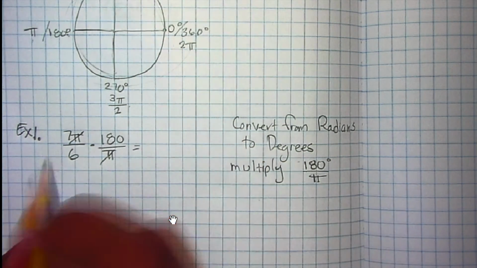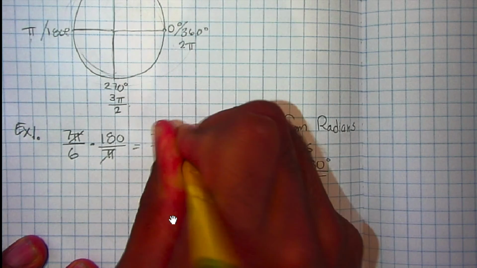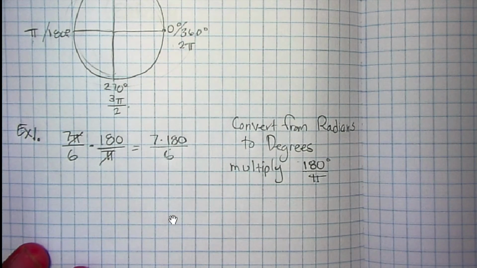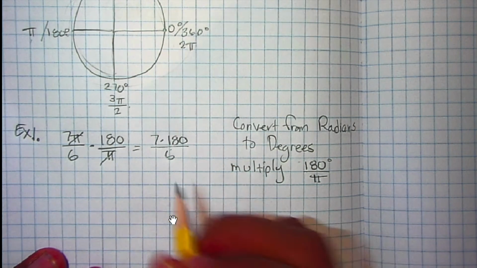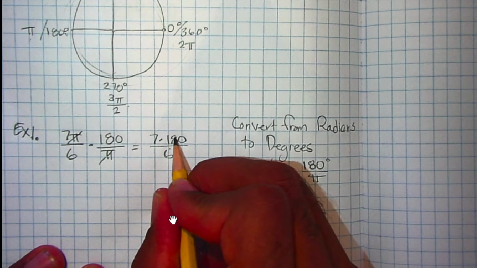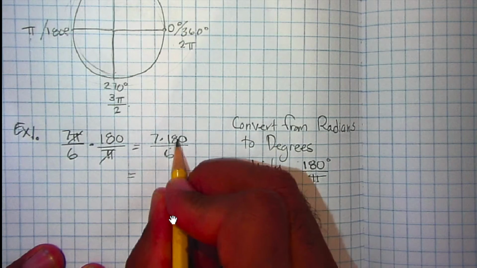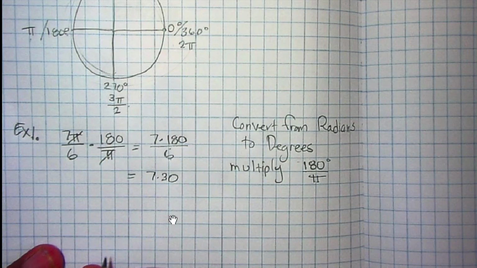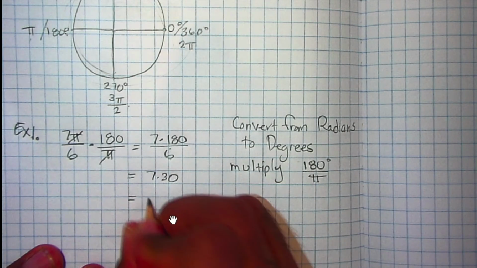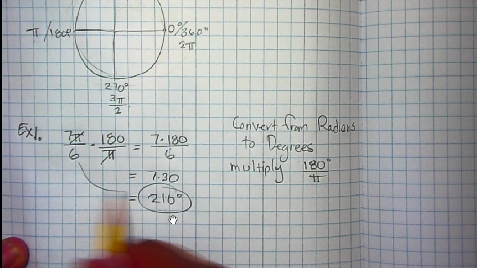Okay, and then I'm left with 7 times 180 over 6. Now I can simplify this out, multiply it out, however you want to do this. I'm going to go back to what we did with rationals and try to simplify. First I'm going to divide 180 by 6. Well, 180 divided by 6 is 30. So I end up with 7 times 30, and 7 times 30 is 210. 210 degrees. So now I just converted from radians to degrees.